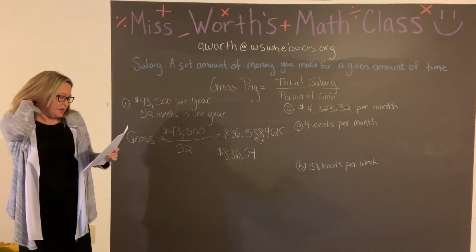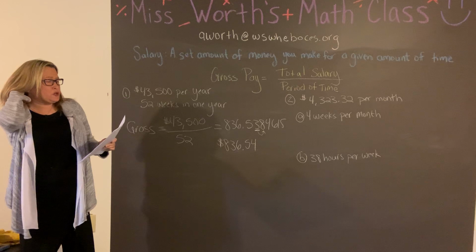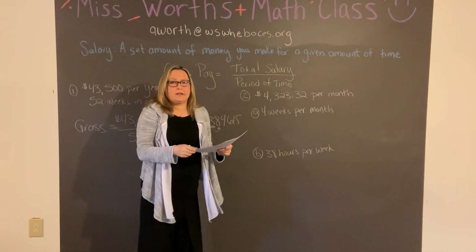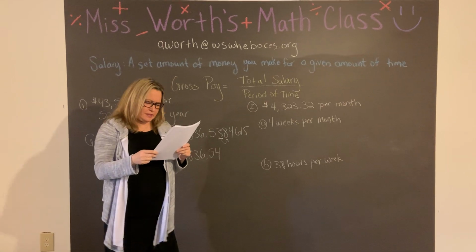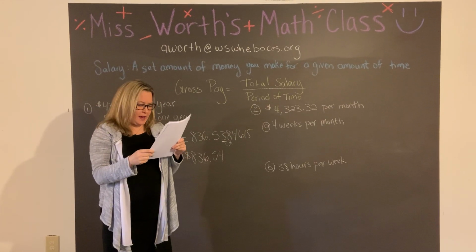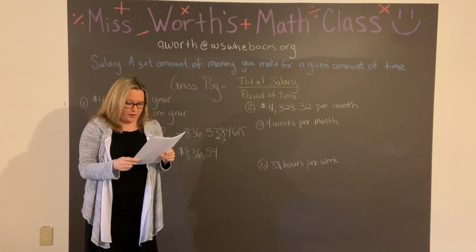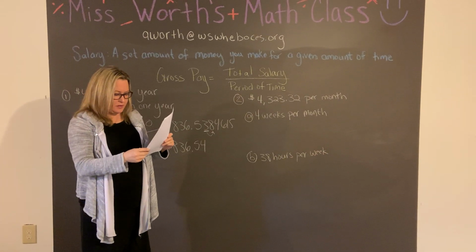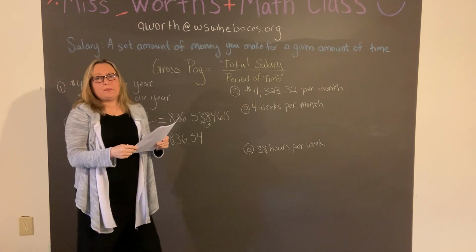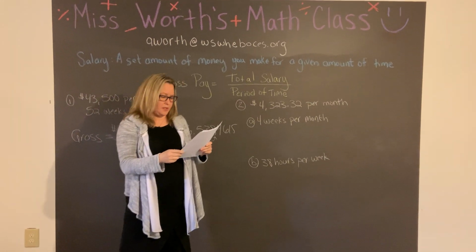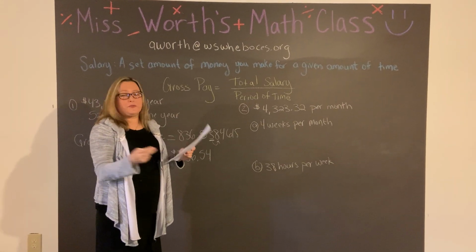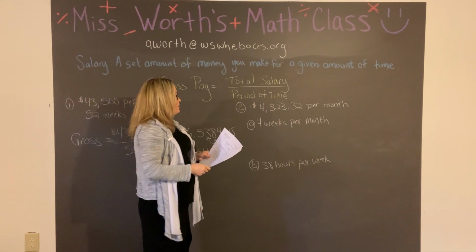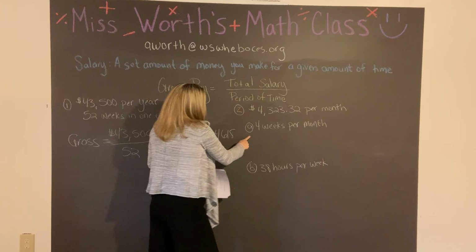Okay? This second example actually has 2 parts to it. It says Sam Smith. All right, pretty sure Sam Smith actually sings. But this Sam Smith has accepted a job at Allardyce Hardware and is salaried at $4,323.32 a month. Pretty good salary, I think. Using 4 weeks in a month, which is typical, determine his weekly gross pay. Okay, that's for part A.